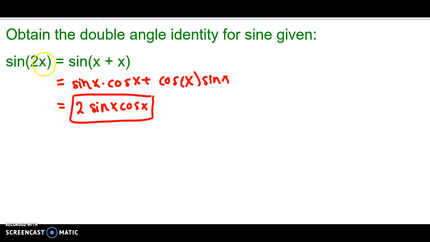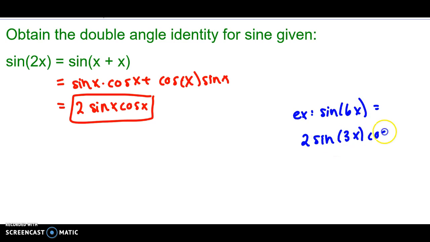Again, we have a double angle. I just want to remind us that this does work in any situation. For example, let's say I had sine of 6x. Well, that's equal to 2 times the sine of 3x cosine of 3x. So this angle is double this angle here. So it does work in any situation as such.